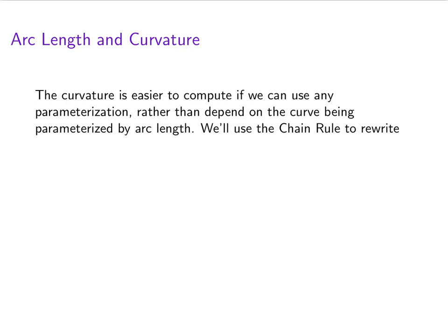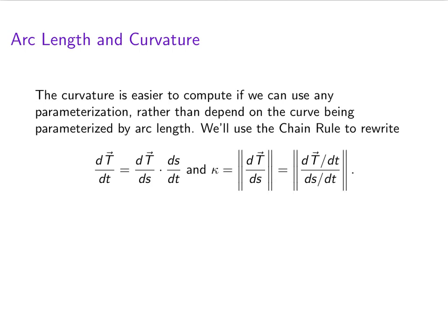Let's use the chain rule to rewrite. We'll be able to say that the derivative of the unit tangent with respect to t is equal to dT by ds times ds by dt. That's just the chain rule in action. And that means we can rewrite our expression for kappa to be the magnitude of the derivative of the unit tangent with respect to t divided by the derivative of s with respect to t.